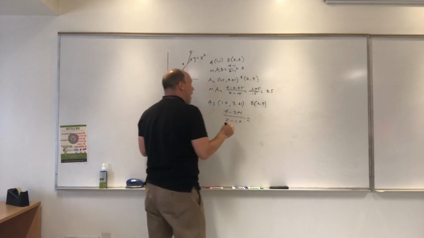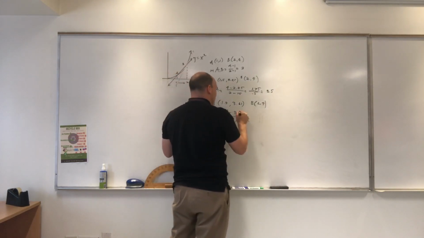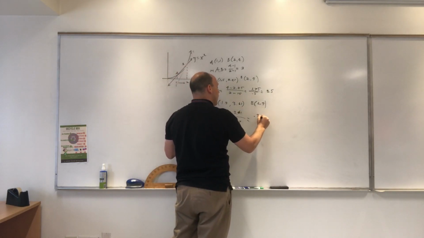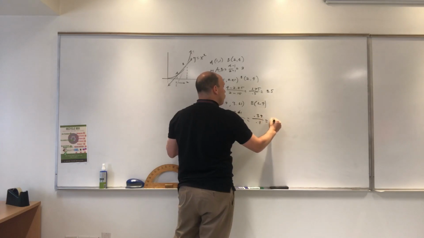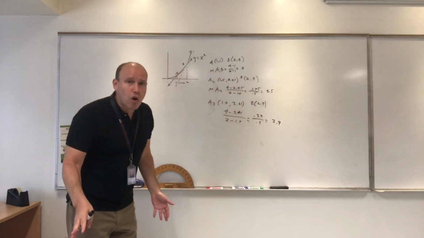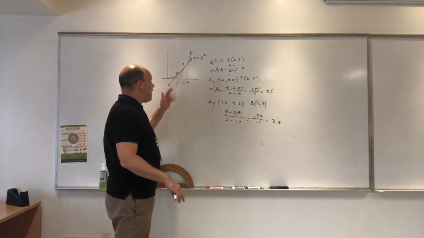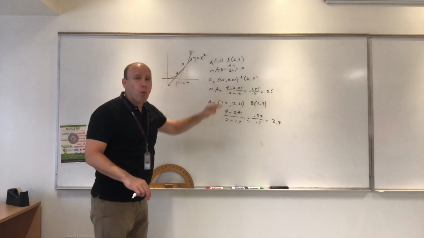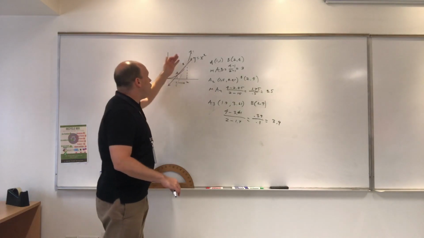0.39 over 0.1, which is 3.9. So we can get even closer. What we're seeing is that it's approaching 4. This slope, it's approaching 4.